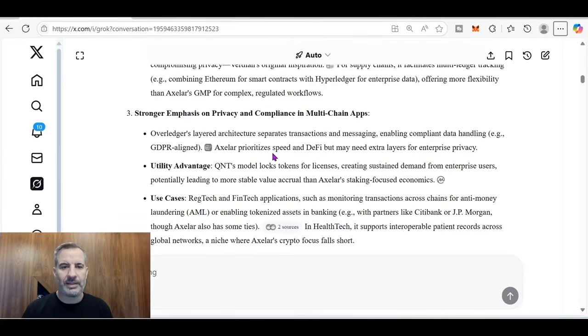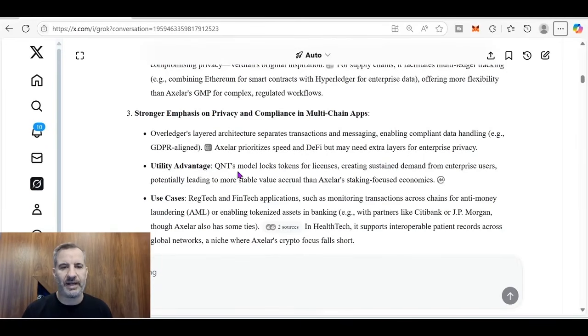Axelar prioritizes speed and DeFi, but may need extra layers for enterprise privacy. And as soon as you start adding layers, you start adding more risk. You start adding problems in scalability and security. With Axelar, if you want to be able to even come close to doing some of the things Quant is doing, like separating the transactions and messaging, you can't do it with Axelar. You'll have to introduce extra layers, which again makes it less secure, more risk of hacks and scalability issues.